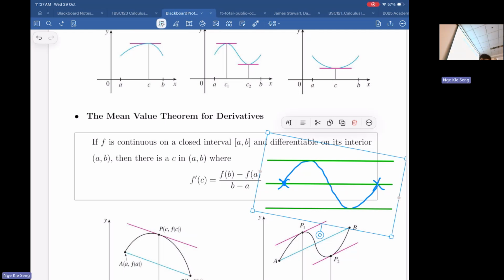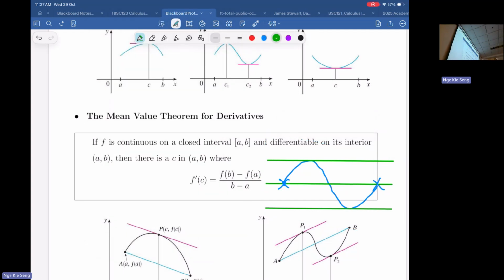Okay, so where's the mean value here? Actually, this derivative is what we call the mean value. So this derivative is what we call the mean value of f. Okay, actually, it's the derivative of the secant at the joint endpoints.